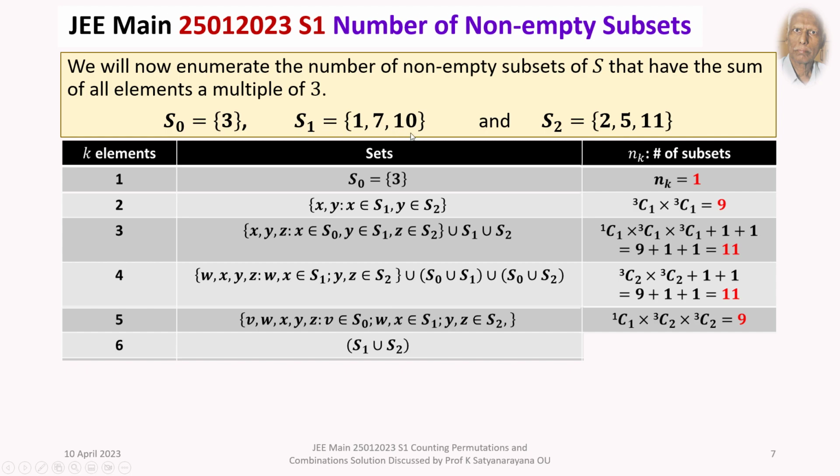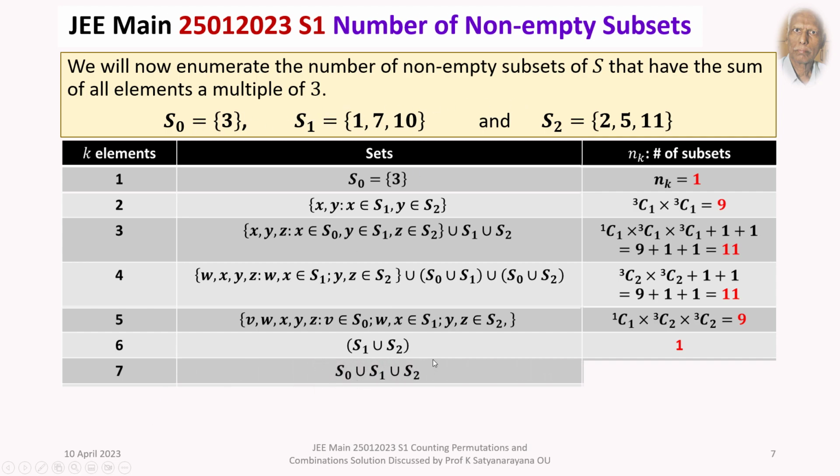And 6 elements. Now, S1 having 3 elements, S2 having 3 elements, you take S1 union S2, and when the elements are added, it is a multiple of 3. So therefore, there is only one. Only S1 union S2 together, you have to consider 6 elements. So it is one subset only. 7 elements, all the elements, S0 union S1 union S2, that means the whole of the set S. And we have already seen that when added, their elements is a multiple of 3. Therefore, with the 7 elements, you have only one subset, that is the whole set. That is 1. Now, the counting is over.